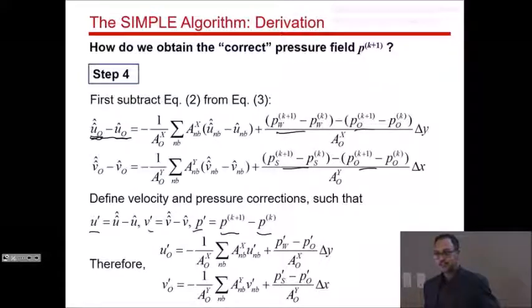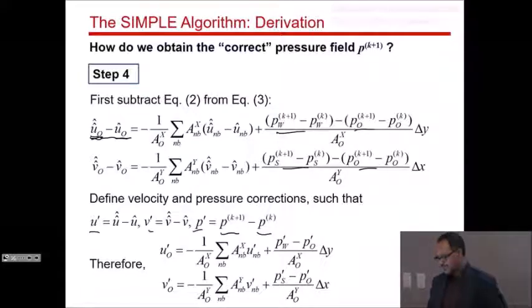Okay? So in the SIMPLE algorithm, when we refer to velocity correction, we are always referring to correcting the velocity after we have conserved mass, from the velocity that we already got after solving the momentum.